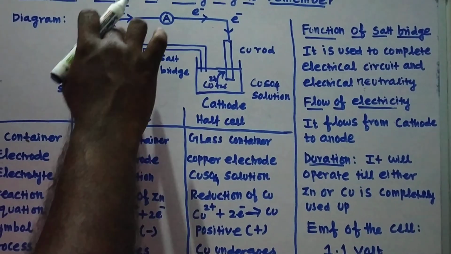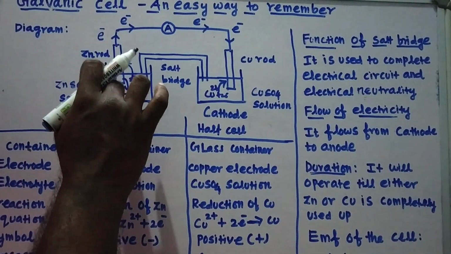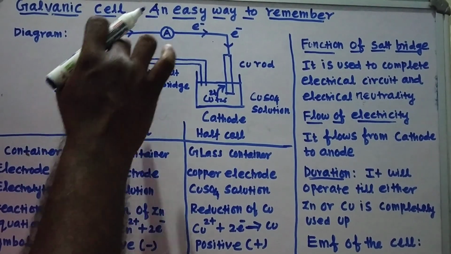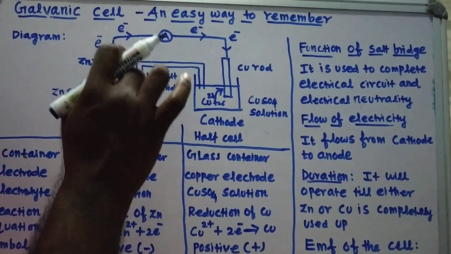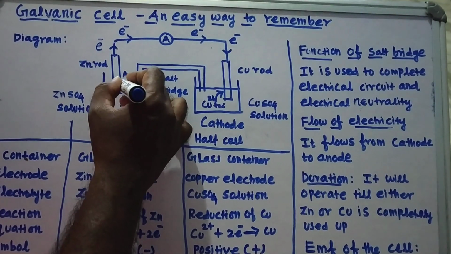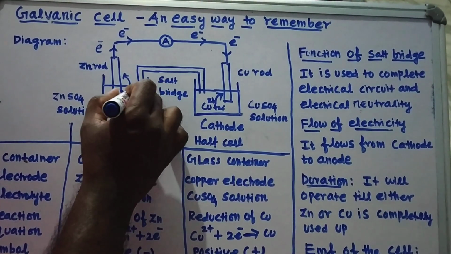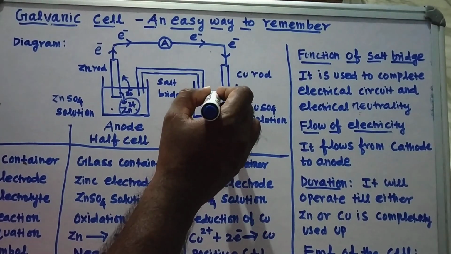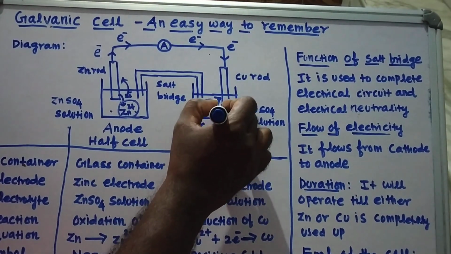The electrons go there and then come again to the anode. Therefore, it is used to complete the electrical circuit. Then there is a flow of electrons and also electrical neutrality. Why is there electrical neutrality? Because if the zinc continuously undergoes oxidation, there is an increase of Zn2 plus ions. Here copper continuously undergoes reduction, therefore there is a shortage of copper 2 plus ions.